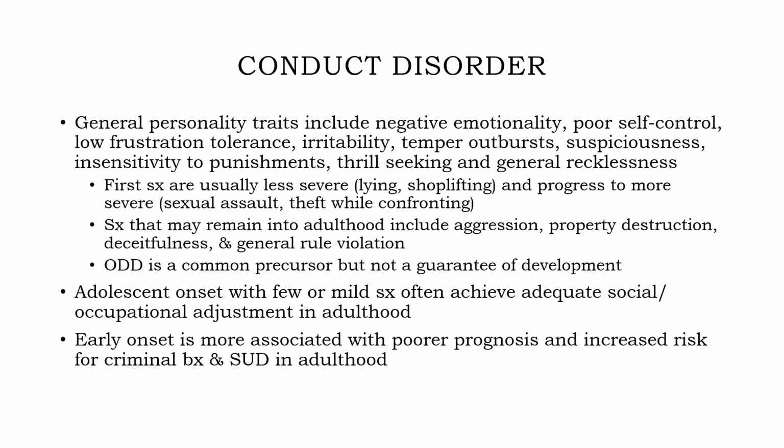When we are looking at prognosis and association with more severe symptoms, with adolescent onset, we do tend to see less severity, especially in those kids that have fewer or milder symptoms that just barely meet criteria. Usually, by the time they get to adulthood, they've adjusted just fine and live successful, normal lives. It's with our earlier onset, the younger onset that we have, the worse prognosis we have, and that places children at a much higher risk for criminal behavior and substance use in adulthood.